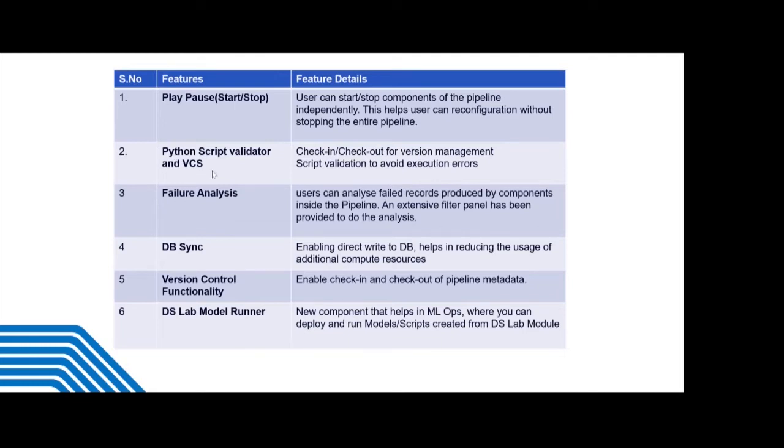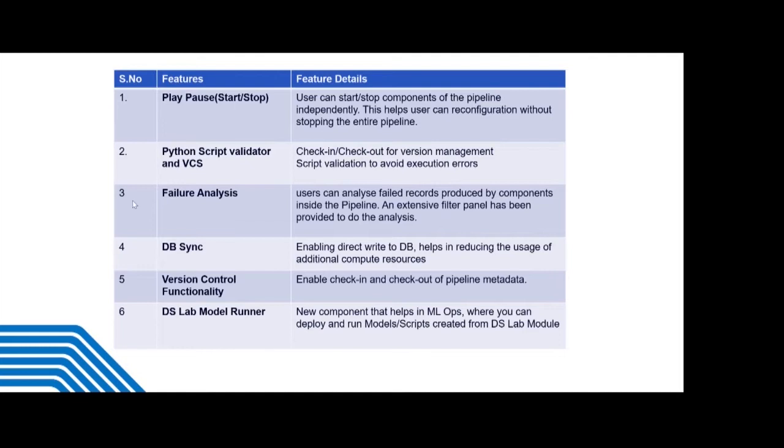Second one is a Python script validator on VCS. Using this component, we already have the Python script component, and now we have the feature validator. So what the user can do is validate the script inside the Python script metadata information, either the script is correct or not. Before executing the component or the pipeline, the user can validate the script, whether it is correct or incorrect.